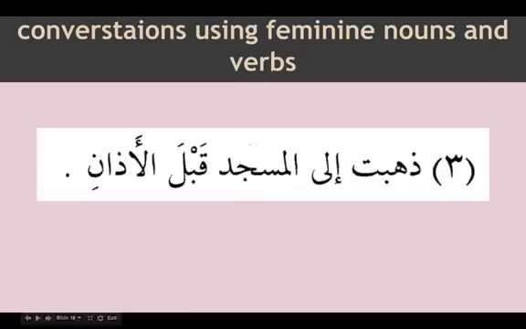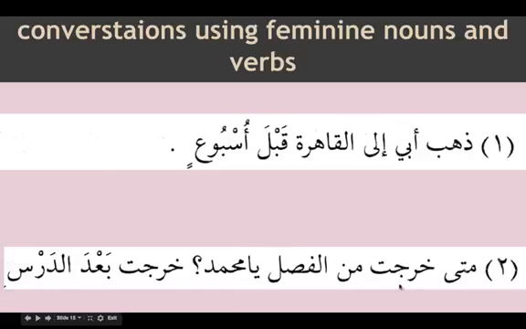So say, mata kharajta, when did you come out min al-fasl? Kharaja comes with min al-fasl, ya Muhammad. So it is addressed to someone in front of us, because we are telling the name of a person, Muhammad. So it is masculine, that's why we say mata kharajta. Even if there are no vowel signs, we know it is kharajta. It's not kharajti because Muhammad is masculine. It's not kharajat, again because it is not talking about a feminine. So it is mata kharajta min al-fasl ya Muhammad.